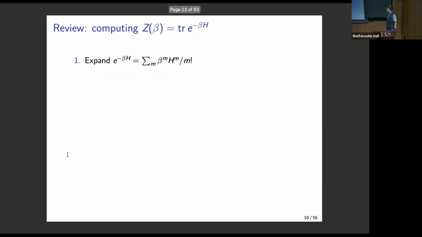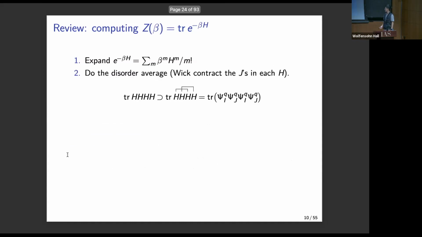Okay, so in order to explain the connection to the bulk language, I want to first review the computation of Z of beta. So the steps are actually extremely elementary. You can definitely follow it if you know just basic quantum mechanics. And the idea is that you Taylor expand e to the minus beta H. You then focus on a particular term in the Taylor expansion. Okay, and a particular term, let's say H to the fourth, will involve some Wick contractions once you do the disorder average. Right? So you draw a bunch of Wick diagrams like you were taught, and the Wick diagrams just keep track of the indices that appear after you do the disorder average.